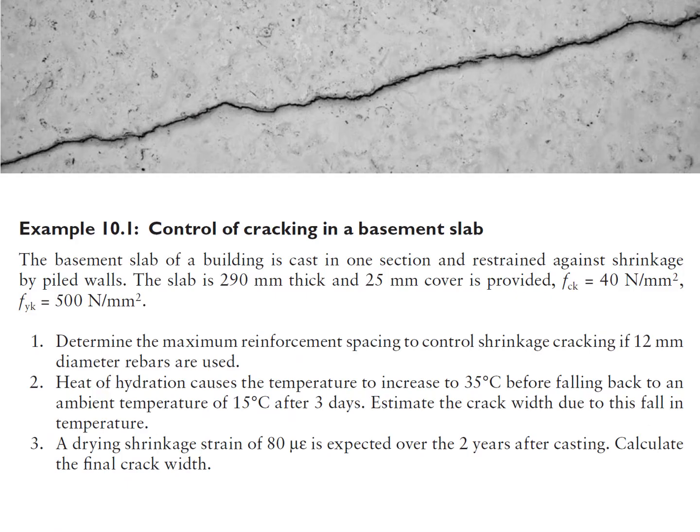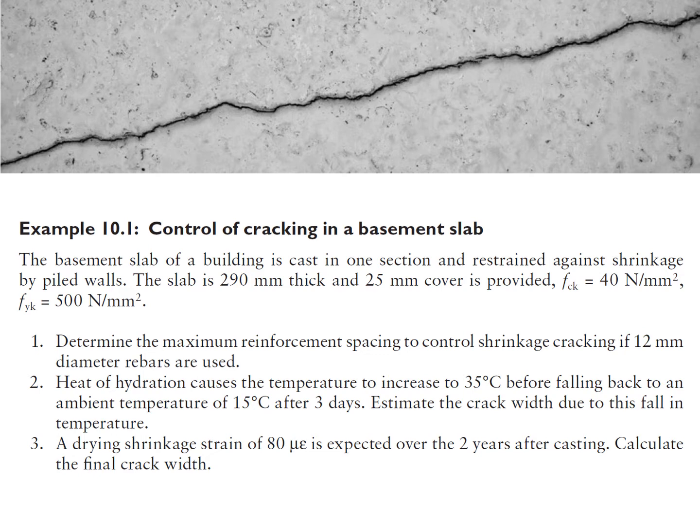In this worked example, we're going to consider a basement slab of a building, and the basement slab is cast in one section and restrained from shrinkage due to the pile walls that surround the slab. You need to determine the maximum reinforcement spacing to control cracking if 12mm rebars are used.